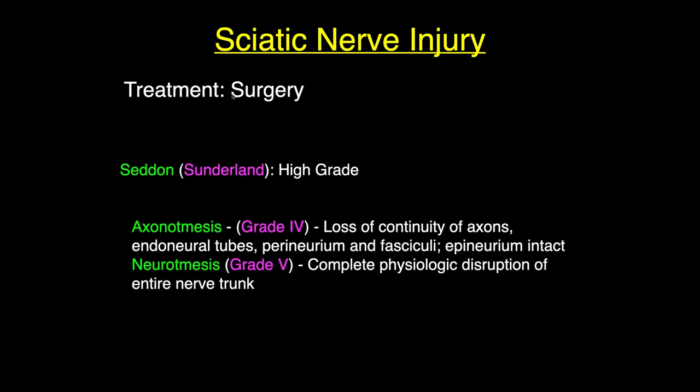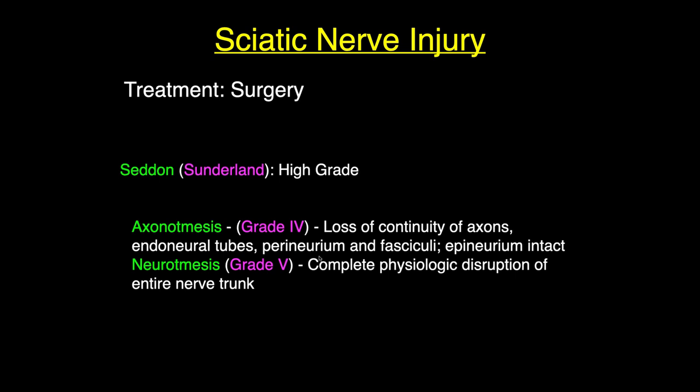Okay. Now, higher grades are the grades 4 and 5, where the nerve trunk is still intact, but inside you have much more disruption. And these are best treated, that's a grade 4. Grade 5 is a complete disruption, and these are best treated with surgery, where you reanastomose the distal and proximal components, and then the axons can grow out following the blueprint of the distal nerve.